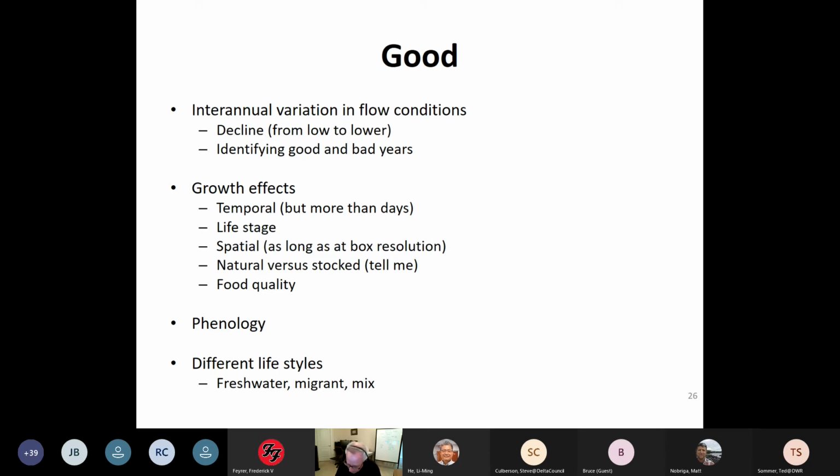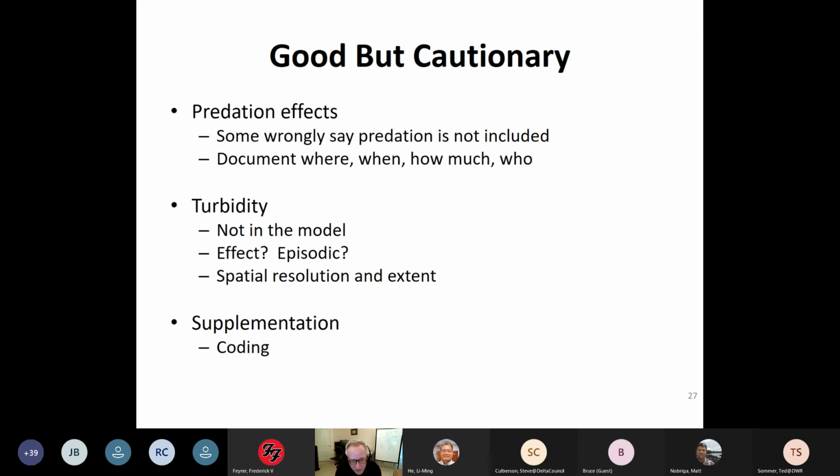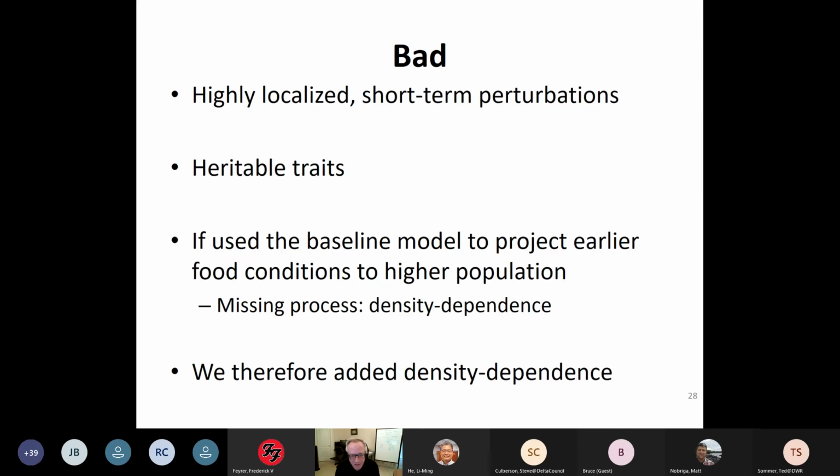And then we can even go in and give some of the individuals, make them stay in fresh water and make the other ones move and all that. What's some stuff that's good, but we need to tread cautiously and dot the I's, cross the T's, make sure we're doing all this right? Predation effects. Some wrongly say it's not in there. It is. It's just a constant. So if you can tell me enough information, we can put it in there. I see turbidity. I bring it up all the time. I don't want to talk about it anymore. And supplementation.